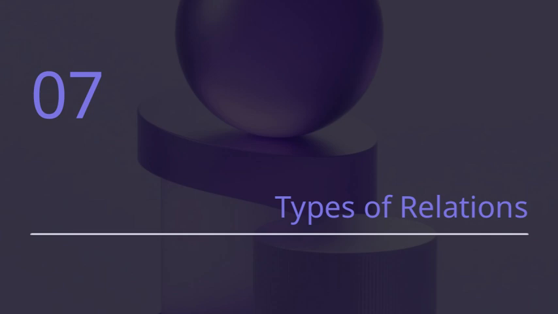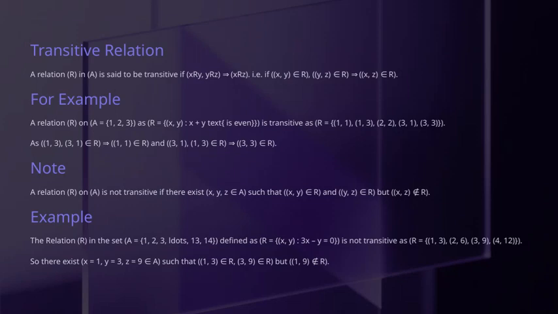support robust information systems. So here we see an example where there exist elements x equals 1, y equals 3, and z equals 9, all belonging to set A. In this case, the ordered pairs (1, 3) and (3, 9) are both part of the relation R. However, the pair (1, 9) is not in R. This illustrates that the relation R is not transitive.